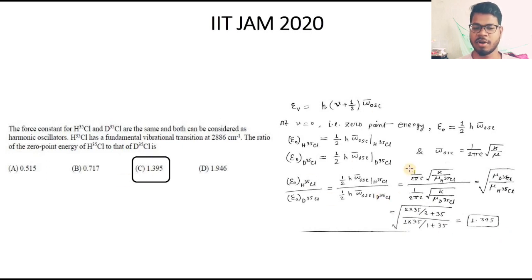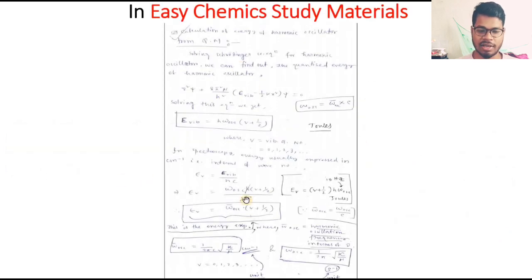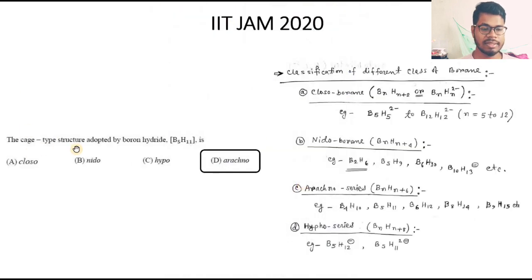So the very basic concept we have to apply. This section, this is not the exact image, this is a screenshot of my material, so you can get that. The cage type structure adopted by boron hydride. So B5H11, right? This is the screenshot of my material. B5H11 is the arachno series, BnHn+6. So this also came directly from my material.